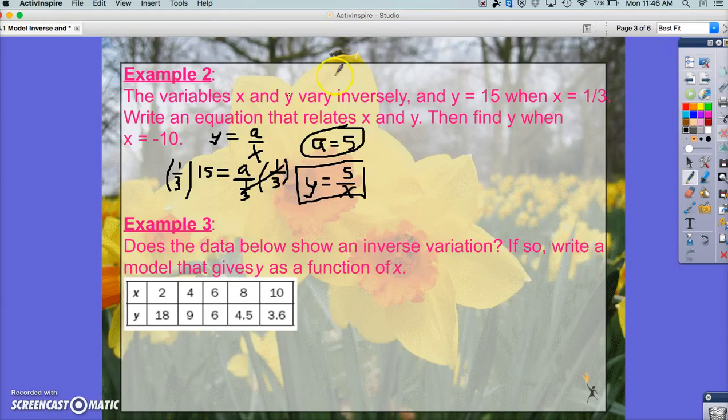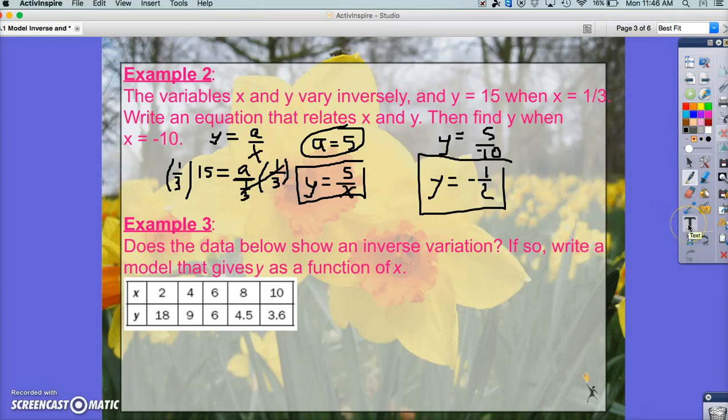Now for the last sentence, it says then find y when x equals -10. Do not skip the step that's boxed. Please make sure you don't. The last part, they give me a new number for x. So 5 divided by -10 simplifies to -1/2. So here's my first answer, here's my second answer.